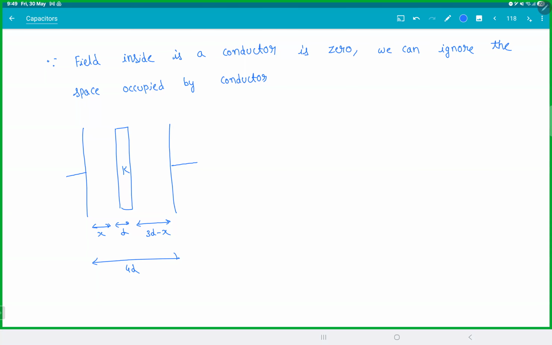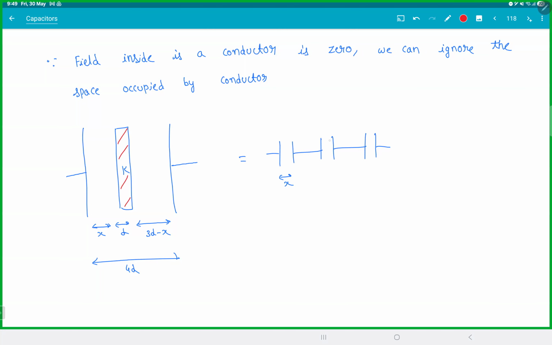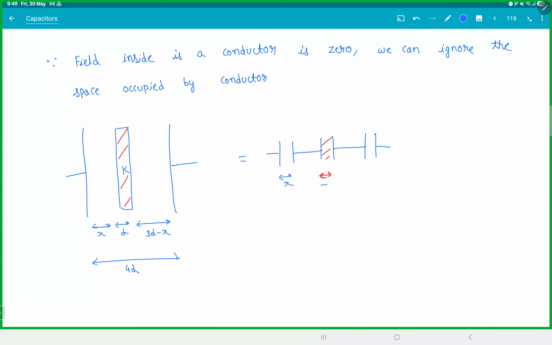So this can be treated as three capacitors. Since I didn't tell you where I kept the slab, meaning I know that also, but I wanted to show you something here. So let's assume the dielectric is placed anywhere randomly. This would be X. This was the dielectric, which was D. I'll do one thing, but I'll give a more generalized result. Let this be T. Four D minus T minus X.